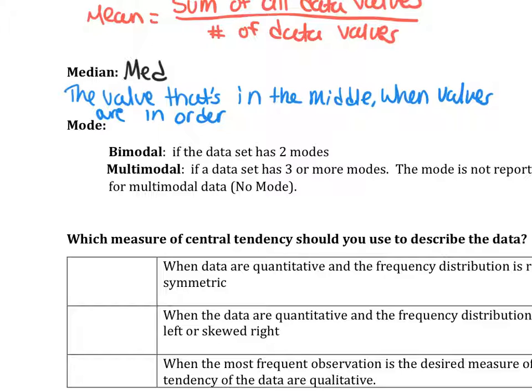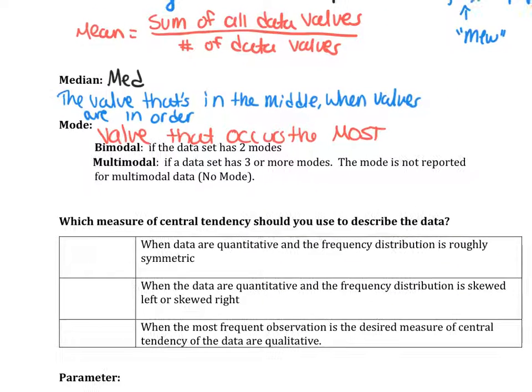And then the mode is the value that occurs the most. So there can be one value that occurs the most. That's just the mode. We can say it's bimodal if there's two values that both occur the most the same number of times, and that would have two modes. But if we have more than two modes, so 3 or more, that's called multimodal. And at that point, there's not going to be a mode. So we only say there's a mode if there's 1 or 2 values that are occurring the most often. If it's more than 2, then there's just no mode.